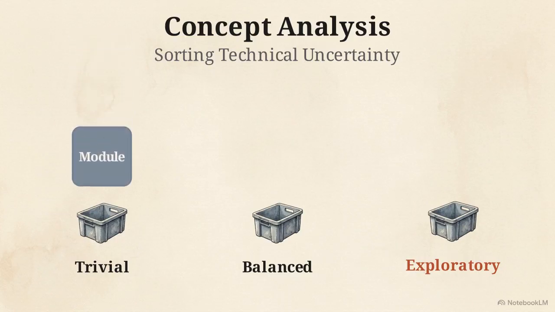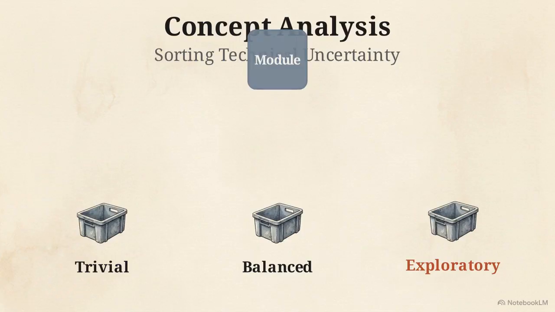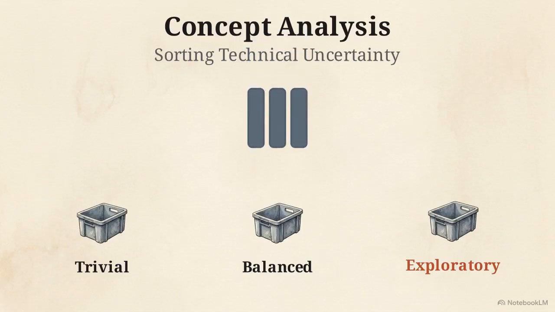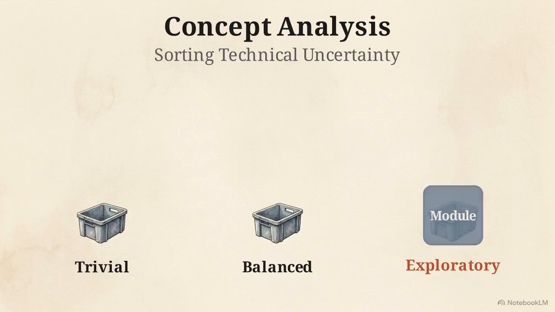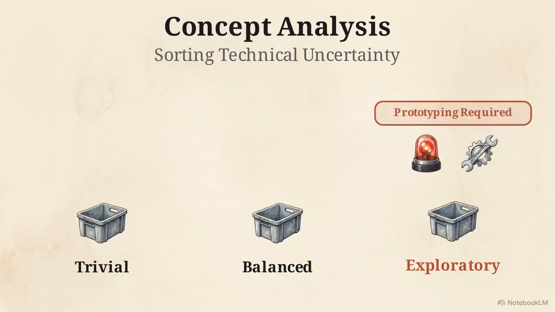Some modules have obvious, established solutions requiring minimal effort, landing in the trivial category. Other modules present multiple viable paths, perhaps trading component cost against power efficiency. These are balanced and require formal trade-off studies. Finally, functions relying on unproven methods fall into the exploratory category. These carry high risk and mandate targeted proof-of-concept prototyping.